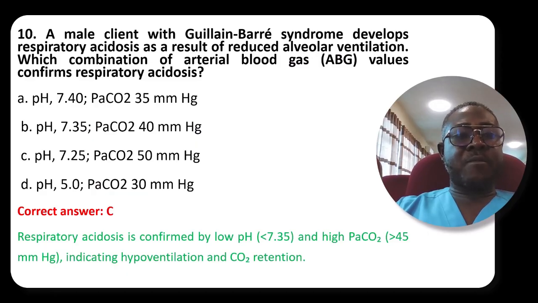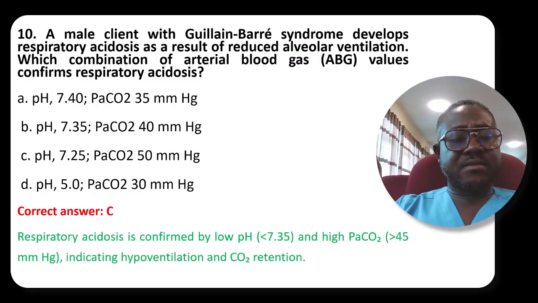The C. Now look at the partial pressure of the arterial carbon dioxide of the blood, which is what? 50 millimeters of mercury. We said that the carbon dioxide, the normal is what? 35 to 45, and the more carbon dioxide you have, the more acidic the blood becomes. So it is more than what? 45, and that makes it become what? Acidic.